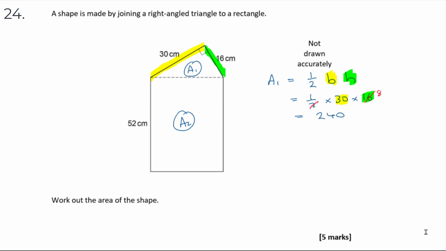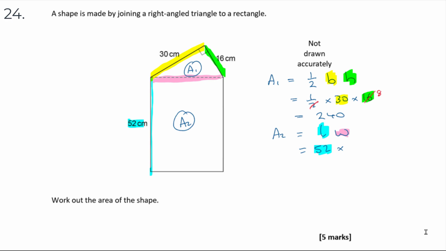What about A2? A2 is slightly more problematic because, well, it's a rectangle. It's got an easy formula for finding it, but we only know one of them so far, don't we? We know this length here is 52. Okay, so one of them is going to be 52, but what is the other one? We don't actually currently know this one, do we? Okay, we haven't got that one. But you can see that that side there, which is going to be the width of this rectangle, is the hypotenuse of that right angle triangle, isn't it?